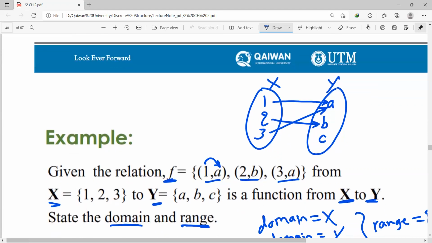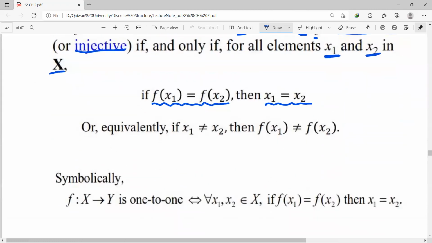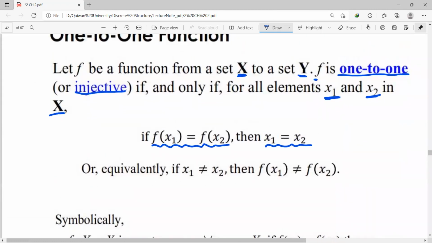We say a function is one-to-one if for every two elements in the domain, if their images are equal, then they must be equal. That means if f of x1 equals f of x2, then x1 must equal x2. Or equivalently, we can say if x1 doesn't equal x2, then their images must be different also.